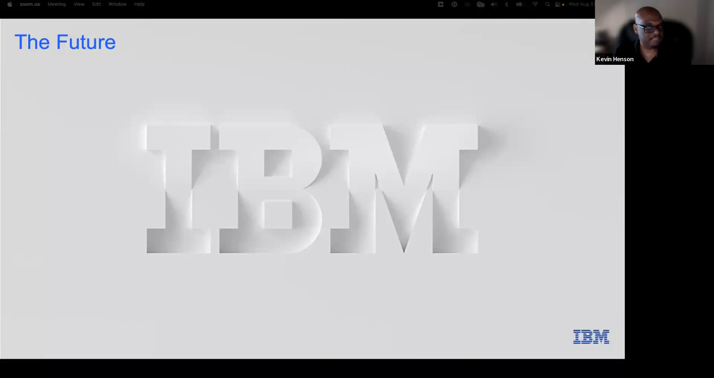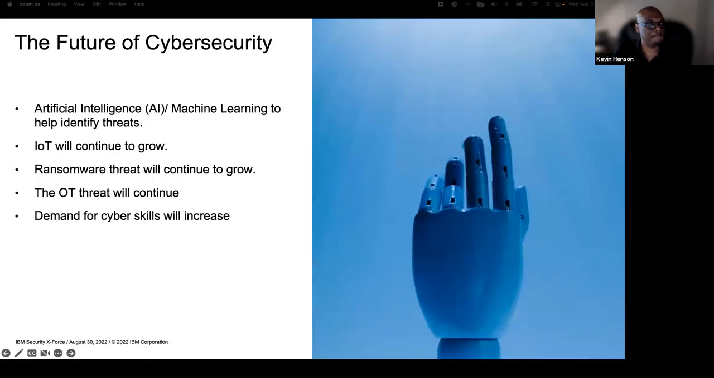So now let's take a look at the future, at least what I think is going to happen in the future. I think artificial intelligence and machine learning will be more of a help to identify threats because of the volume of data and the volume of threats. It will take a lot for a human to sift through all of this information. So I think machine learning will be used to learn the threat patterns and then help identify those threats. I think IoT will continue to grow.